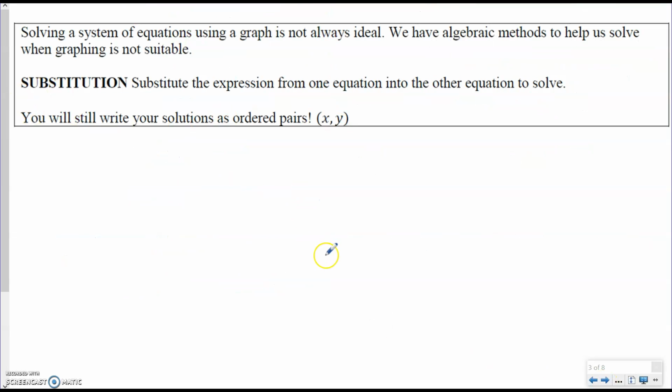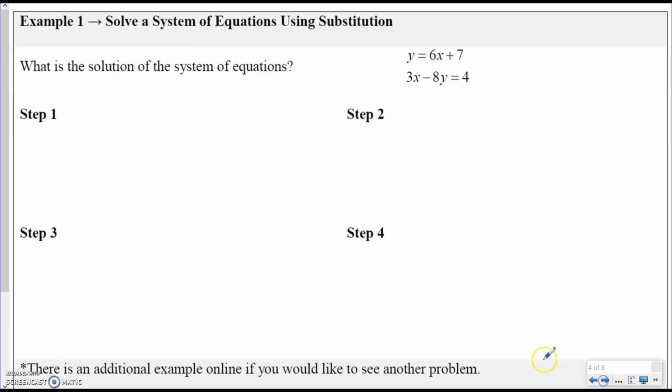So solving a system of equations using a graph is not always ideal, like I mentioned. So we are going to learn about substitution. You are still going to find x and y. So what we're going to do is substitute the expression from one equation into the other to solve.